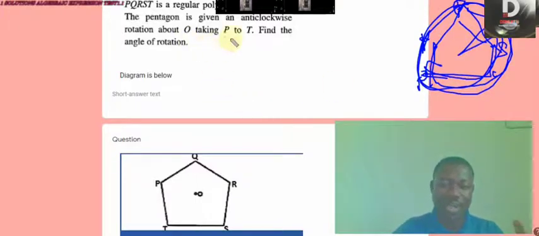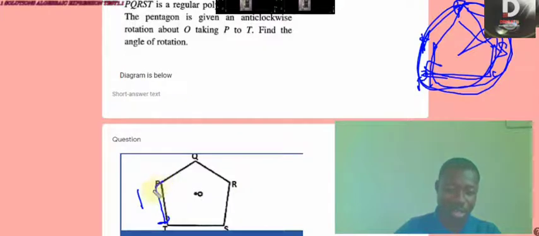He said it's a regular polygon with center O. When it's a regular polygon, the angles are equal. So that's the center O. The pentagon is given an anticlockwise rotation about O, taking P to T. Taking P to T. How many steps? Only one step. You know that. Just one turn. P to T is just one turn.